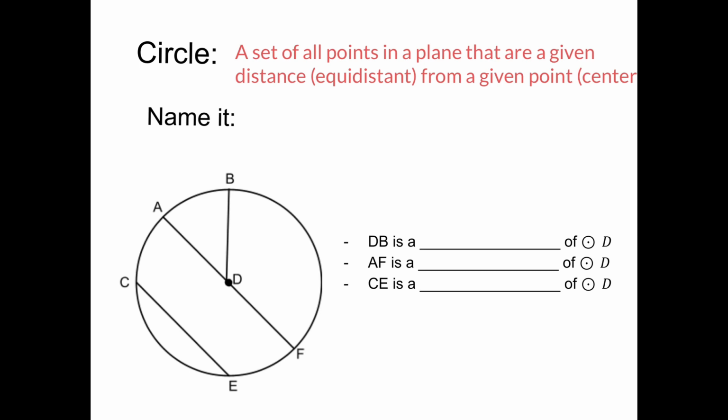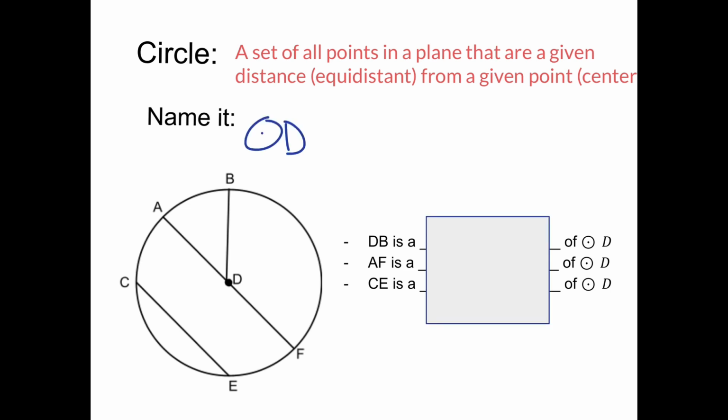A circle is a set of all points in a plane that are a given distance, equidistant, from a given point, called the center. We name that circle by the center, so this one would be called circle D, and we label it with a circle and the dot in the middle with the letter next to it. So this particular circle is called circle D.